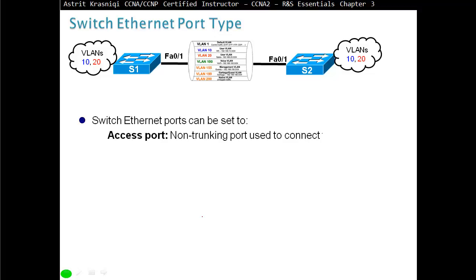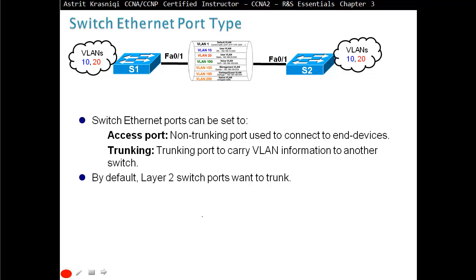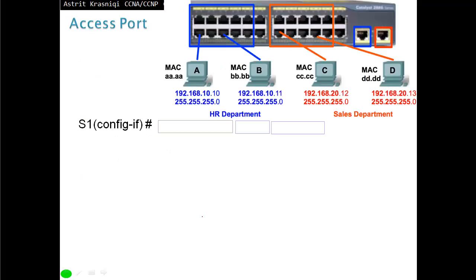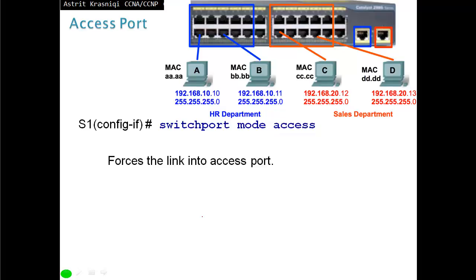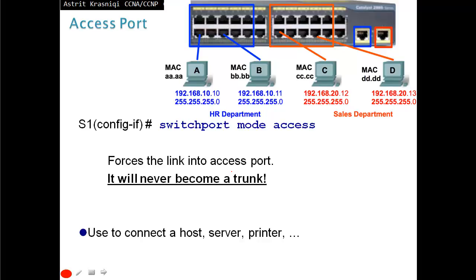So switch Ethernet ports can be an access port. This is a non-trunking port used to connect the end devices. Or it can be in trunking mode, a trunking port to carry VLAN information to other switches. By default, layer 2 switch ports want to trunk. So if we, say, configure it as an access port, switchport mode access forces the link into an access port. So saying, okay, well, I know this port and this port are going to have PCs on them, go and configure them to be access ports. It will never become a trunk, and it's used to connect to hosts, servers, printers, and so on.